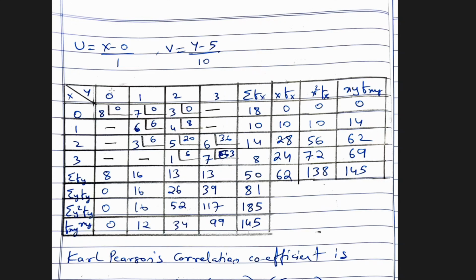So the first midpoint here is 5 itself. So obviously 5 minus 5 divided by 10 is 0. Next, here it is 15. So 15 minus 5 is 10. 10 divided by 10 is 1. Similarly, here it is 25. Okay.